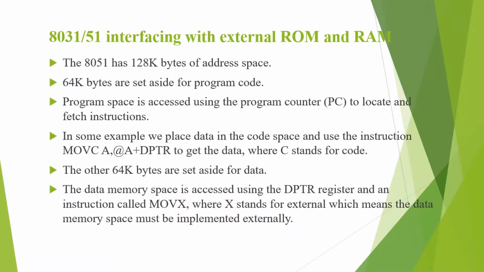The 8051 has 128 kilobytes of address space. 64 kilobytes are kept aside for program code. Program space is accessed using the program counter to locate and fetch the instructions. In some examples where we place data in the code space, we use the instruction MOVC A, @A+DPTR to get the data, where C stands for code.